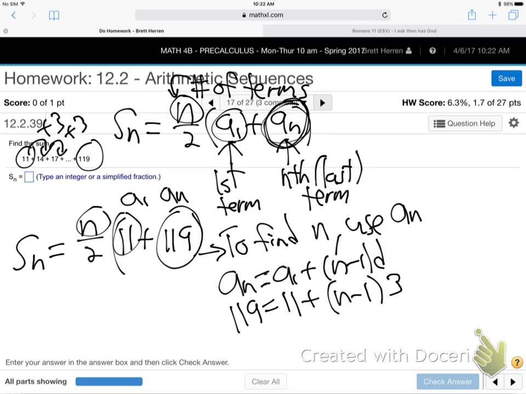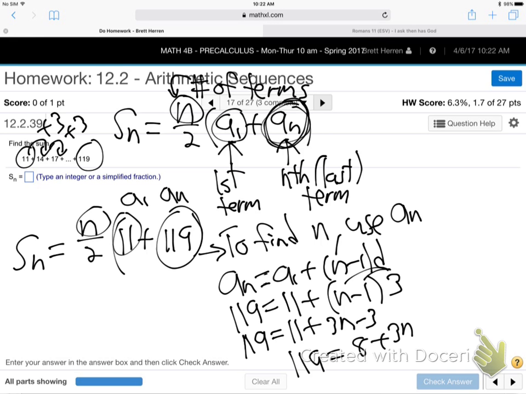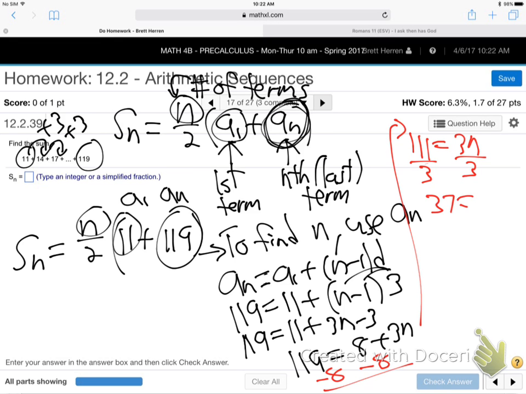Bring it back, plug it into the S sub n formula, and wrap up this problem. That good? I can see my way clear to the end now. Let's just follow the yellow brick road. We'll get there. 3n minus 3. 119 is, what is that? 8 plus 3n. So subtract 8. What do we got? 111 is 3n divided by 3. What's that? 37? Yeah. N is 37.